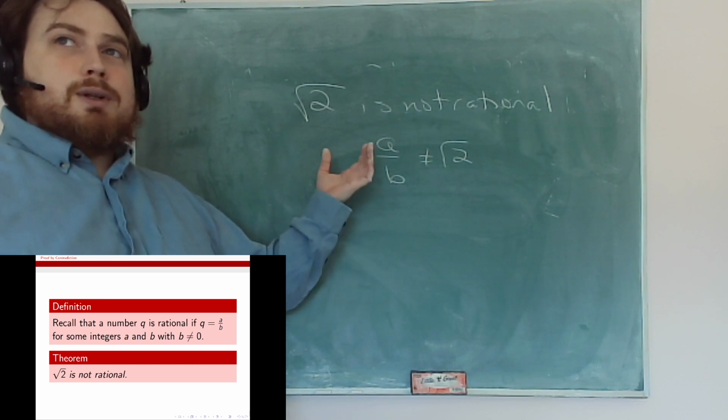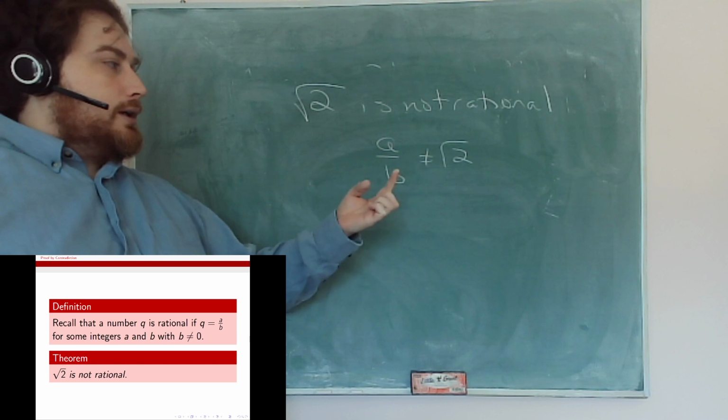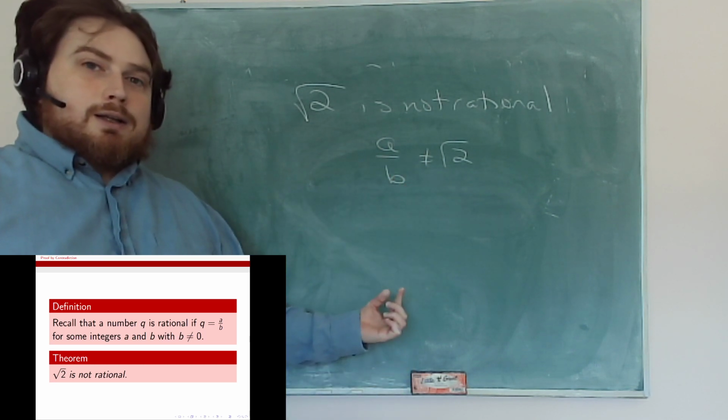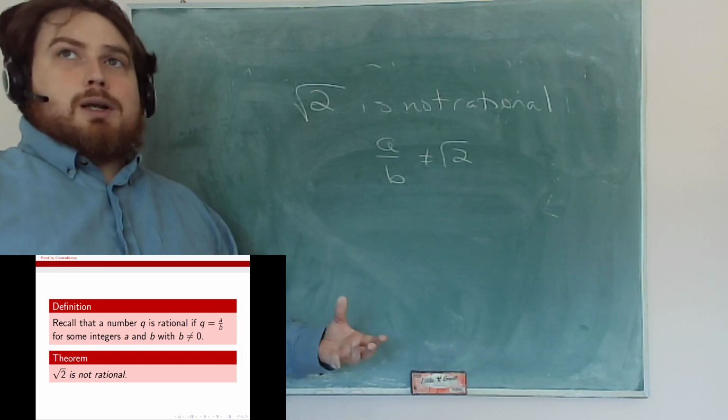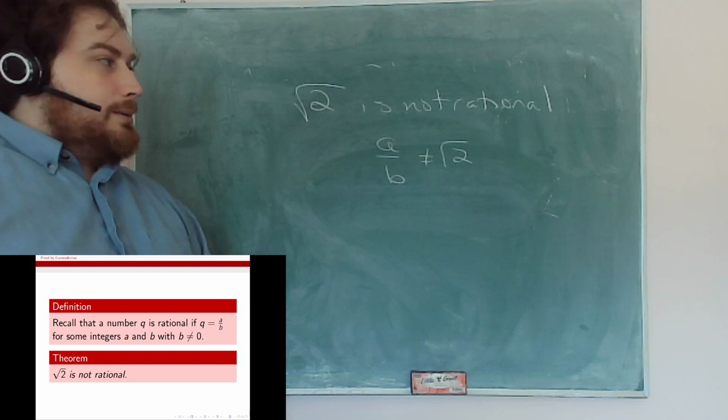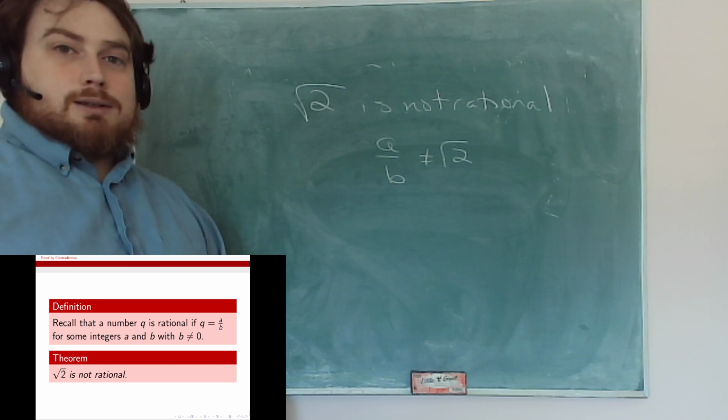And so actually to prove this, I'd have to check every integer a, divide by every integer b, and make sure that that's never equal to that. And so this is actually a very complicated proof because there are infinitely many integers, so there are infinitely many things I'd have to check to show that this isn't the case.